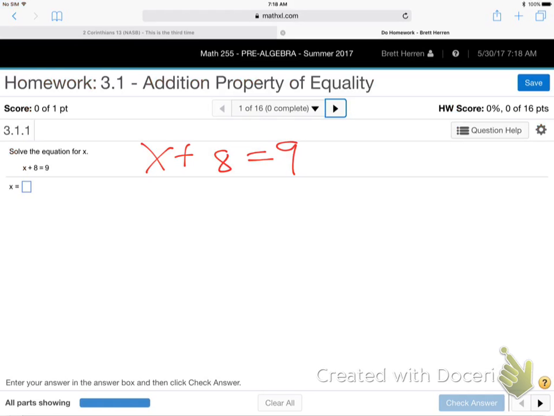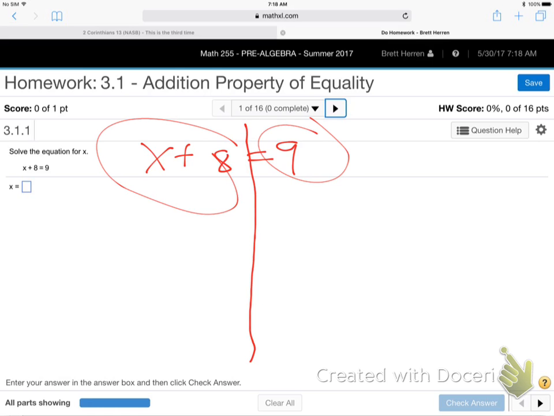So here we have an equal sign in the question, which means there's a left side and a right side. It's a system in balance, right? They're equal to each other. Left side and right side. Equal, even though they don't look the same. X plus 8 doesn't look anything like 9, does it? They look very different, right? This side does not look like that side. So it's about equality. Things are equal even though they don't look equal.